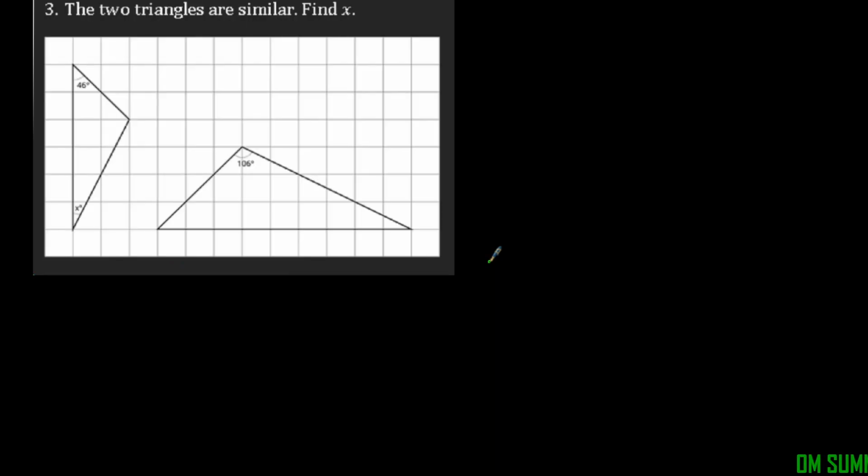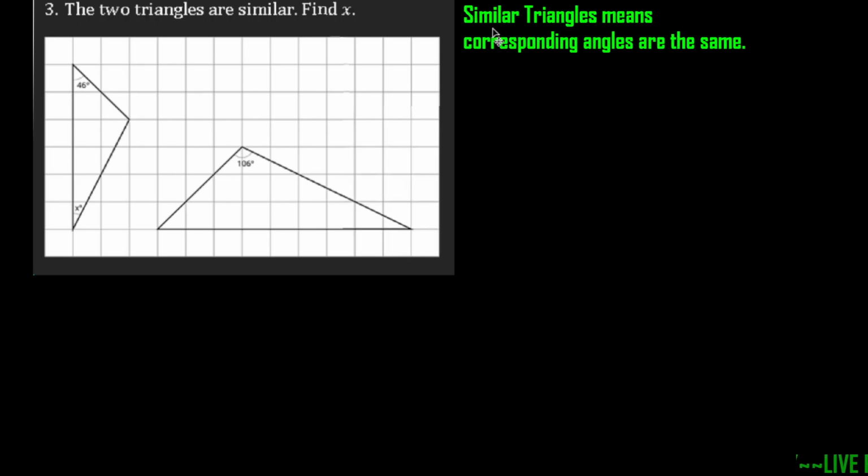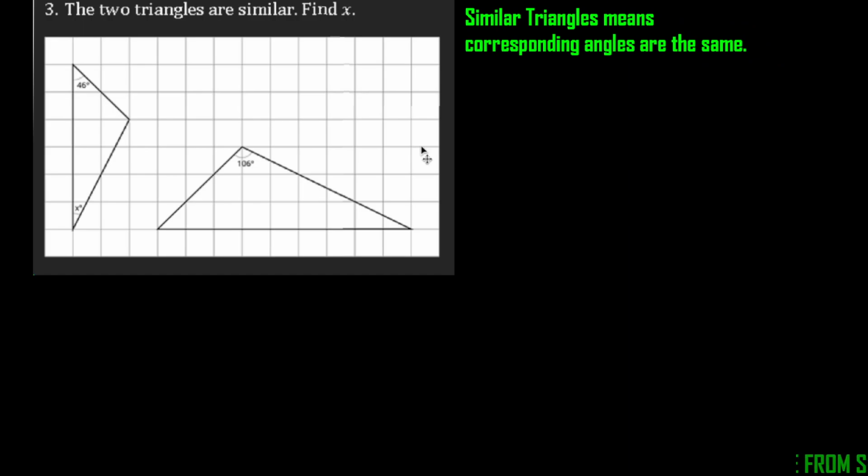And then for the last one, for number 3, it says 2 triangles are similar. Find and solve for x. So what we can do is say this. We can say similar triangles mean the corresponding angles are the same. Then we also know that when we add up the 3 angles in a triangle, it's going to be equal to 180. So what we're going to do is write this equation out. We're going to say that we have 46 is the same as here, and also 106 is going to be right here.